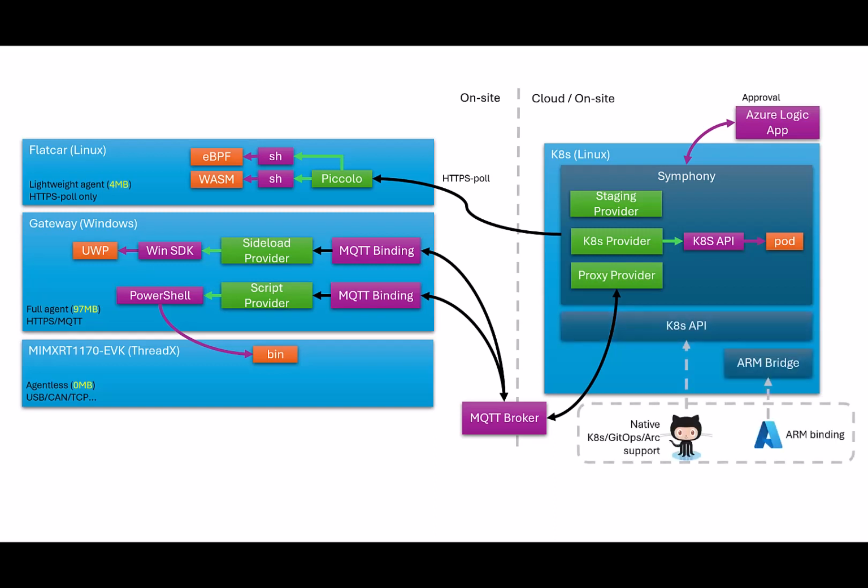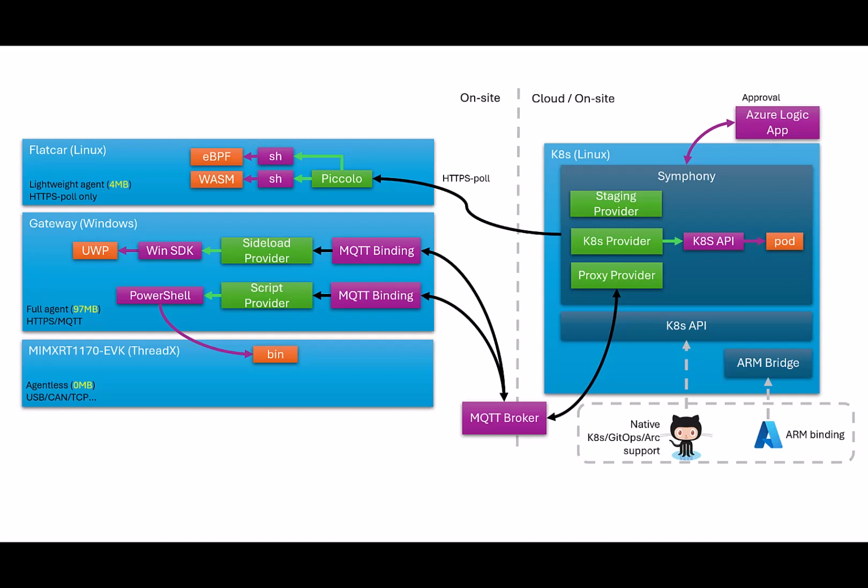And because Symphony works natively on Kubernetes, you can also interact with Symphony through Kubernetes API using kubectl, Helm, Arc, GitOps, the standard toolchain. And with ARM binding, you can operate the Symphony objects through ARM as well. So that's the scenario we want to deploy today.